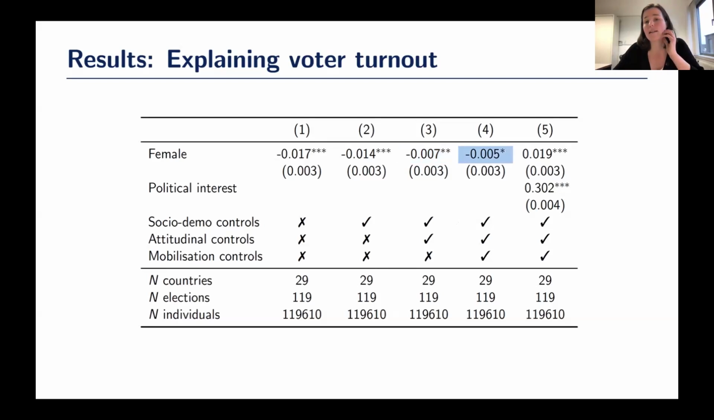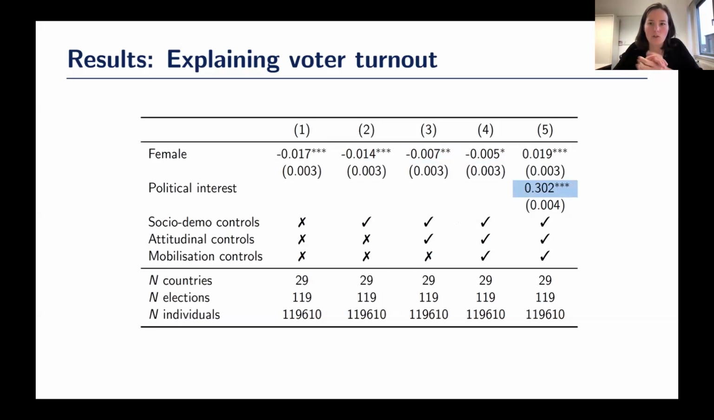We can only fully explain it away in the final model. And the final model is where we add political interest as an independent variable in the model. And what we note first is that, as expected, political interest is a super important and super strong predictor of voter turnout.